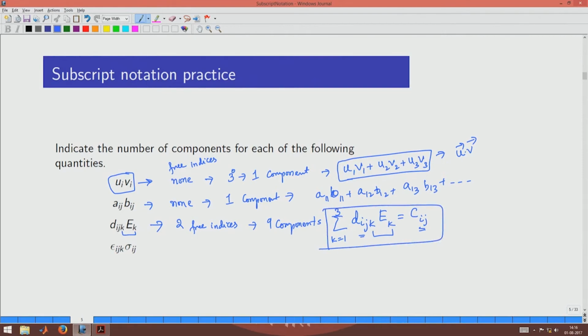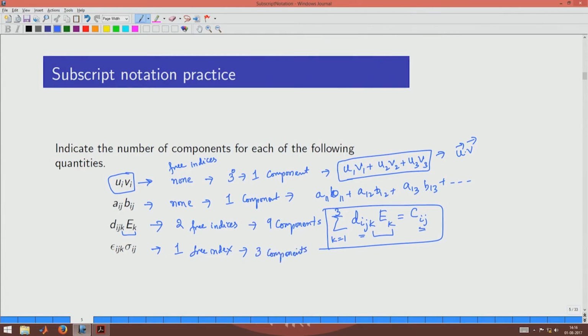So what we have done here is basically two things. k is the dummy index, so we are summing up over that dummy index, and i and j are the free indices. So we are then mapping over to another quantity c, which has the same free indices i and j. So here the last quantity, epsilon_ijk and sigma_ij, you can see that i and j are repeating. So therefore the only index that is free is one free index, which is basically k, and therefore there will be 3 components.